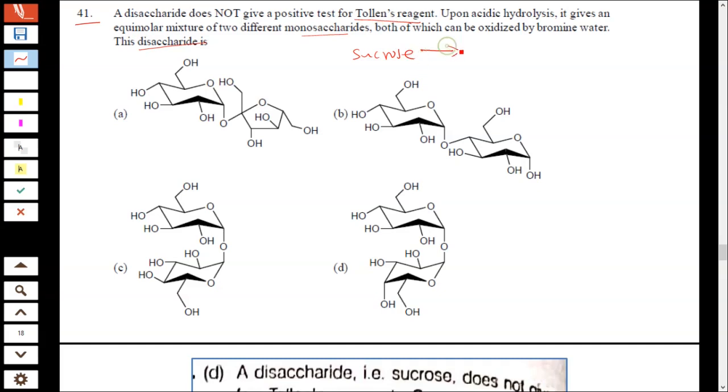This sucrose on hydrolysis gives glucose plus fructose, and this glucose and fructose are oxidized by bromine water. Hence you have to identify the correct structure of sucrose here. Options A and B were ruled out; this was not sucrose. In options C and D, you see option D is the correct structure of sucrose. Hence option D is correct.